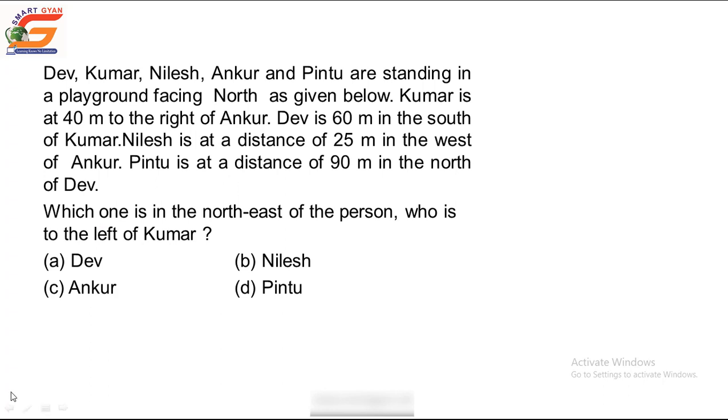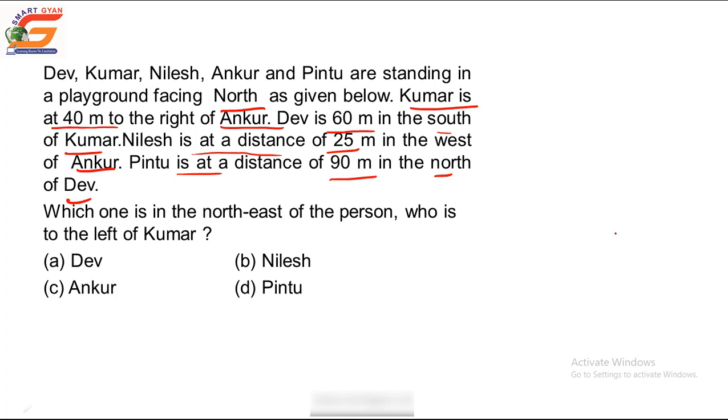Let us move to one more problem. Dev, Kumar, Nilesh, Ankur and Pintu are standing in a playground facing north as given below. Kumar is at 40 meter to the right of Ankur. Dev is 60 meter in the south of Kumar. Nilesh is at a distance of 25 meter in the west of Ankur. Pintu is at a distance of 90 meter in the north of Dev.